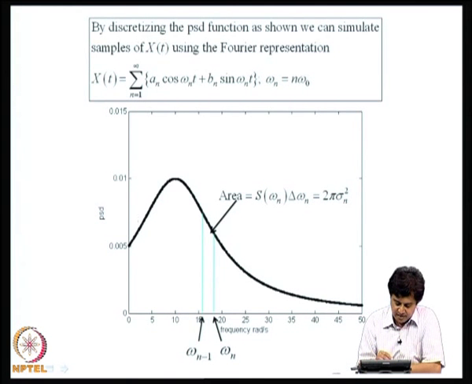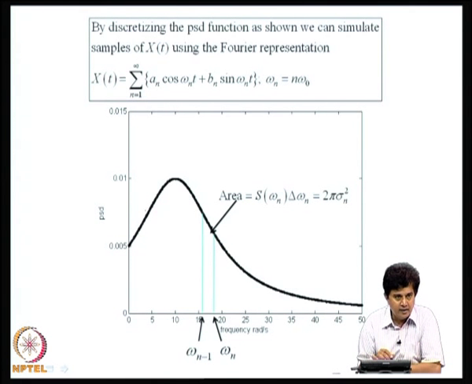So, that would mean if this is the target power spectral density function of x of t, we can discretize the power spectral density into some n intervals, and the area under this interval I call it S omega n delta omega n, and if I consider now for each of these intervals the two random variables a n and b n and use this representation, we can show that samples of x of t, as n becomes large, will be having power spectral density which is the continuous form of the specified power spectral density function.